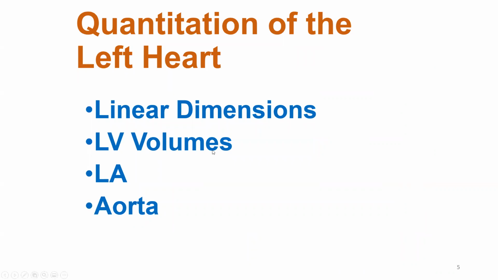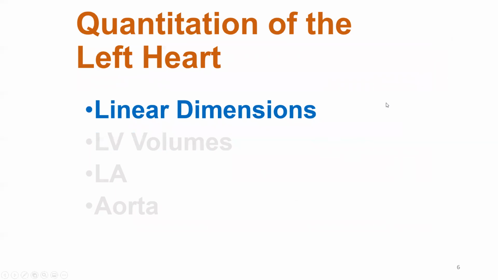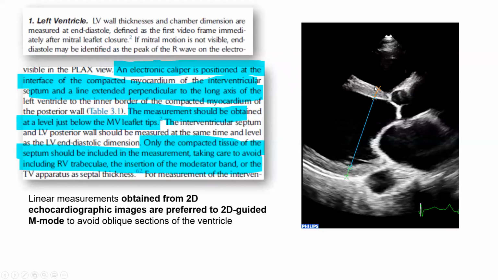We're going to talk about linear dimensions and left ventricular volumes first. This slide summarizes the approach to left ventricular chamber quantitation using linear dimensions. Even though for the most part, linear dimensions have been supplanted by volumes, at least in two-dimensional practice, it is still important to know how to make linear measurements. And for the foreseeable future, this will be the way that we quantitate the left ventricle, the aorta, and the left atrium, in addition to volumetric data. So some things to keep in mind.